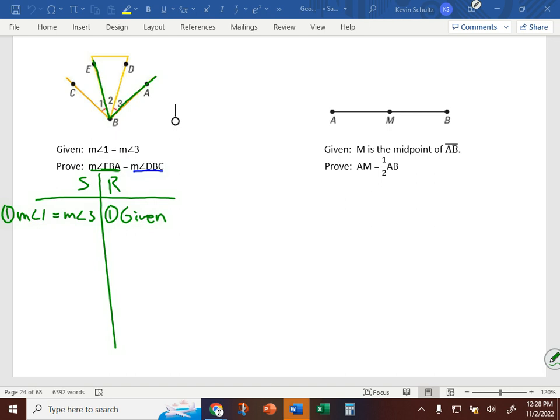So EBA would be... can we put angle 3 as DBA? We could identify angle 3 as DBA. How would that help us, do you think? Because we would end up with step 3 then would do C, D, E, and then 2 is E, B, D.